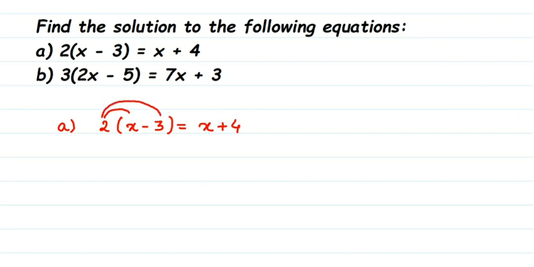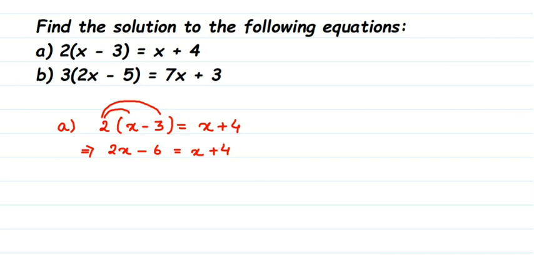So 2 into x will be 2x. We have a negative sign here. Put the negative sign, minus, and 2 into 3. 2 3s are 6. So we get 6. And then is equal to, on the right side the same thing, x plus 4. Once you have opened the bracket, we have to find the value of x. That is, you have to bring all the variables to one side of the equation and all the constants to the other side. So here I'm going to bring the variables to the left side and the constant to the right side.